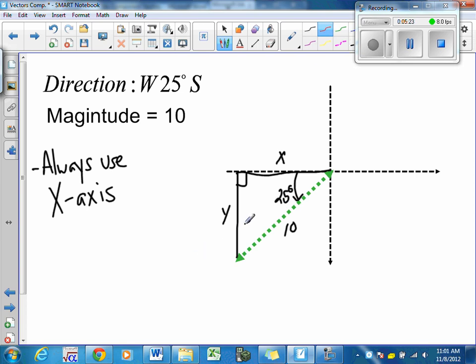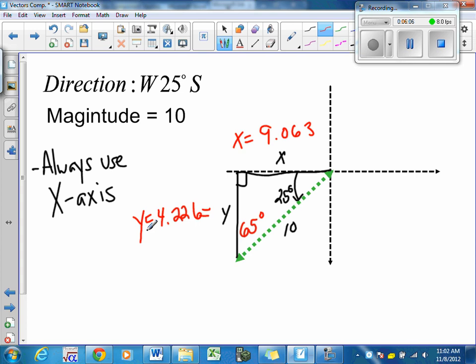This side is 65. If I use my calculator, sine of 25 is y over 10. So 10 sine 25, I get this to be 4.226. And I get this side to be 9.063. So I've broken this down into my x component and my y component.